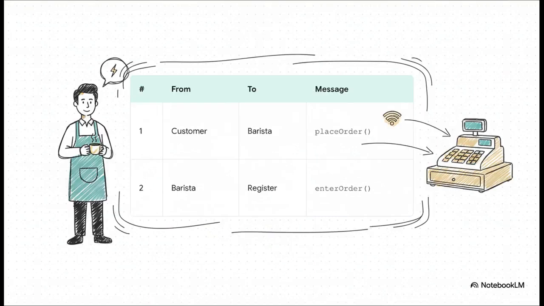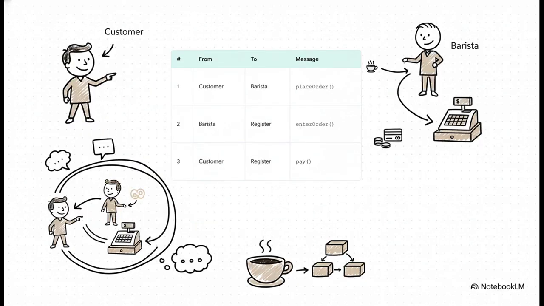So what happens next? The barista, who just got the order, sends the second message in our sequence. They turn to the register and they enter the order. See how the numbering just makes the flow of events super clear? And to wrap it all up, the third and final message is sent. The customer pays, interacting directly with the register. And that's it. Our map is complete. It shows us all the characters, all the possible connections, and the exact conversation that happened.